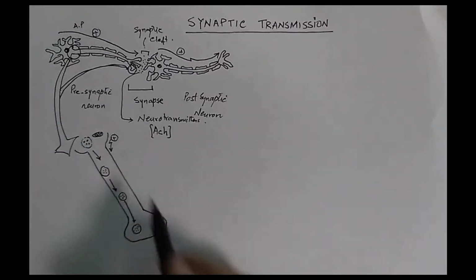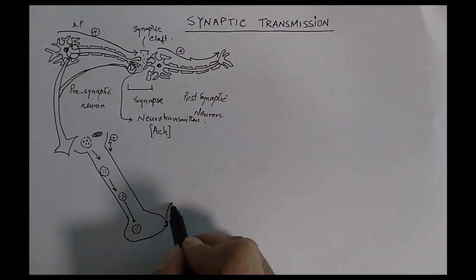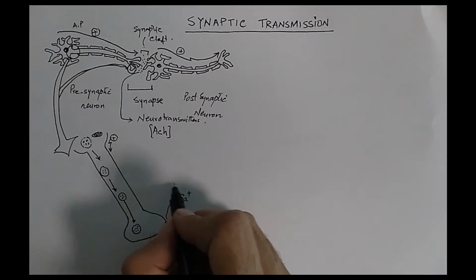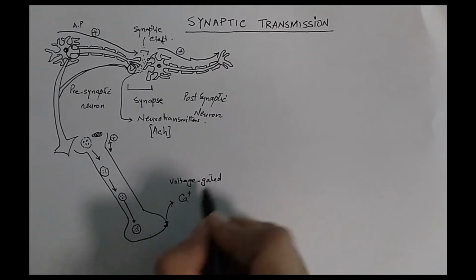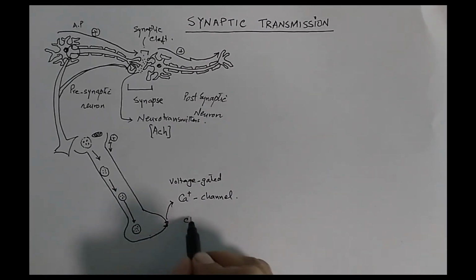initiates from the axon hillock and moves along the membrane towards the end, and then it opens some specific gates. This specific gate is permeable to calcium ions only, and hence it is known as the voltage gated calcium channel. Once these channels open, there are several calcium ions present outside in the synaptic region and synaptic cleft.